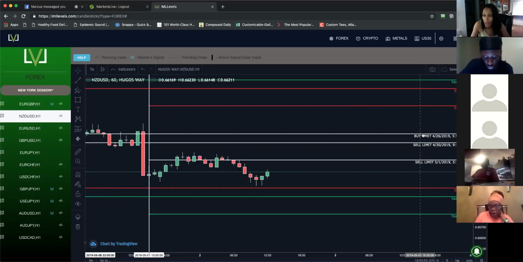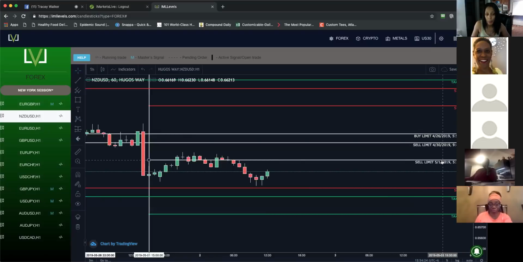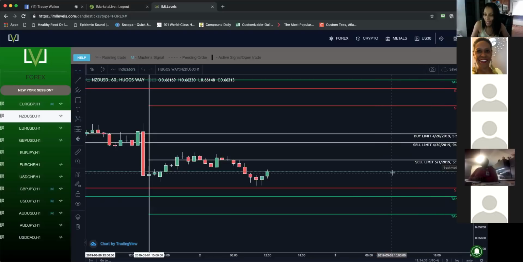You can see we have a buy limit up here. If we had a buy limit, our take profit would be where in comparison to the line that we're going to buy at? Would the take profit be above the buy limit or below the buy limit? Somebody unmute and answer. If we were buying, would our take profit be above this buy limit or below? Above. Above. Thank you very much.